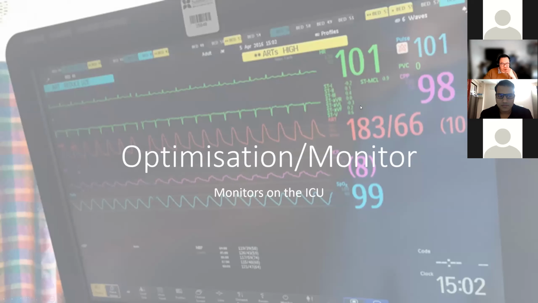Moving on to the optimization phase, I thought it lends itself very nicely to a discussion around monitors and monitoring on the ICU.